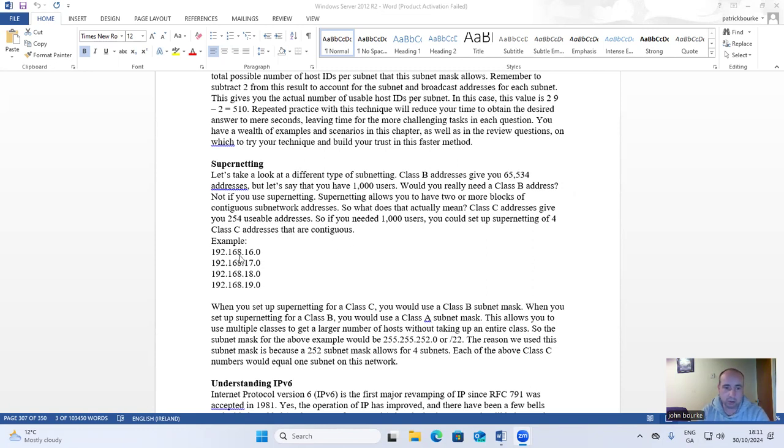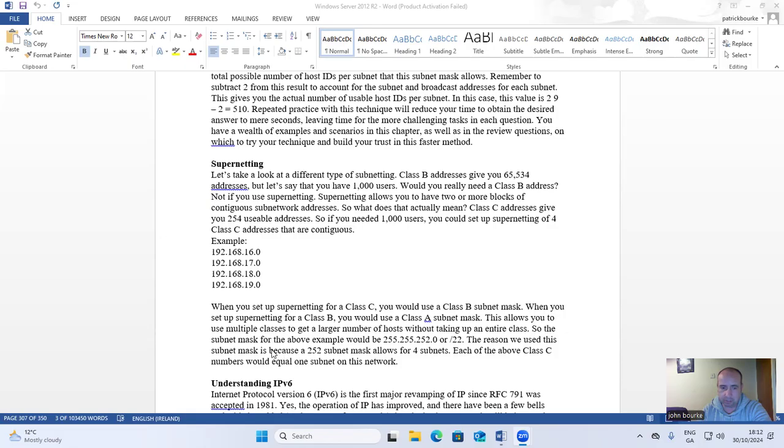Example, 192.168.16.0, 192.168.17.0, 192.168.18.0, 192.168.19.0. When you set up supernetting for a Class C, you would use a Class B subnet mask. When you set up supernetting for a Class B, you would use a Class A subnet mask. This allows you to use multiple classes to get a larger number of hosts without taking up an entire class.